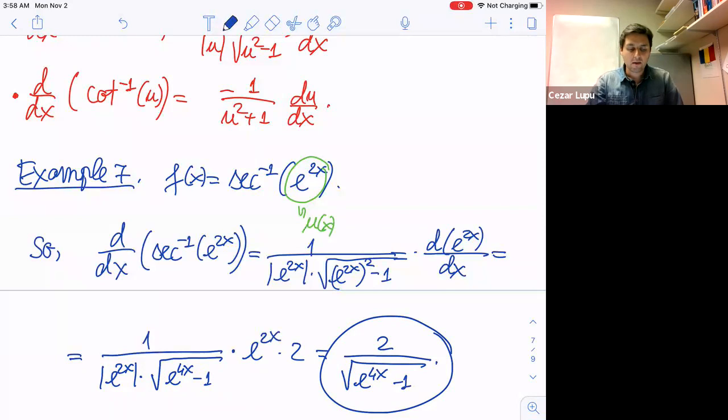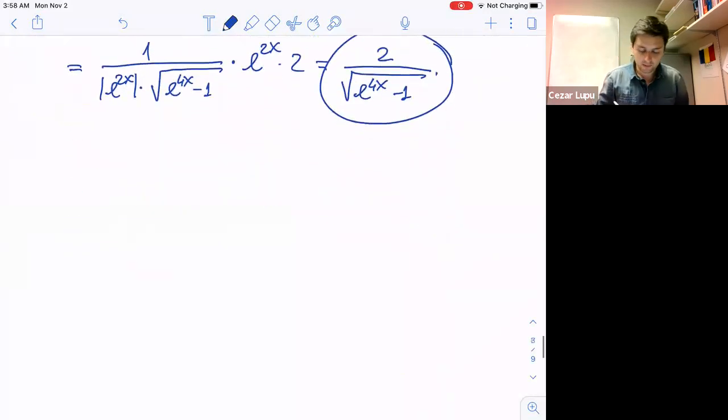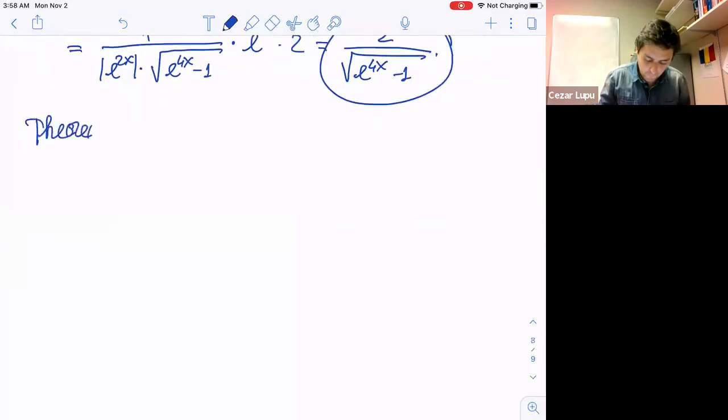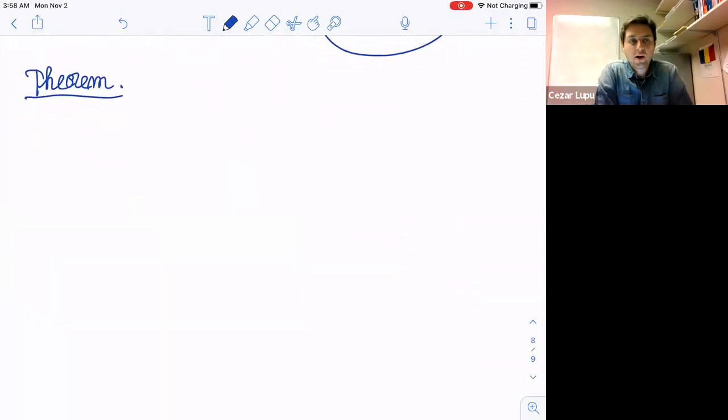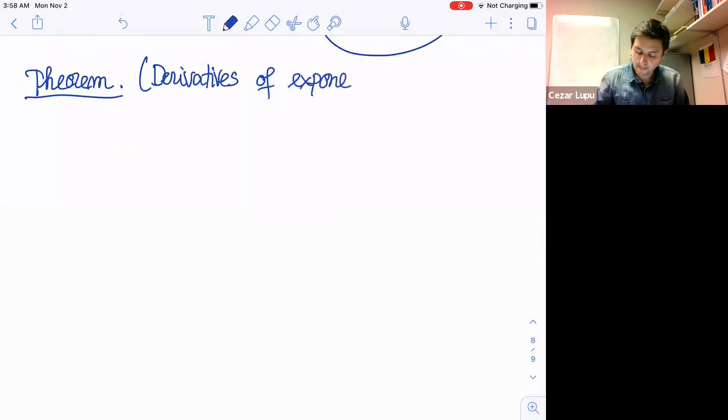So it was easy. There are also plenty of other examples in my notes, very similar, but I don't want to waste too much time since I want to talk more about, like I said, implicit differentiation. But before I go into that, let me talk about something else as well. So we'll look at the following theorem. This theorem will concern the derivatives of exponential and logarithmic functions.